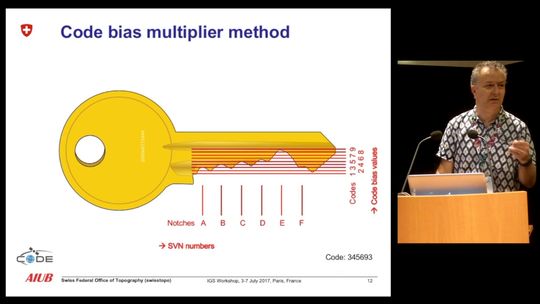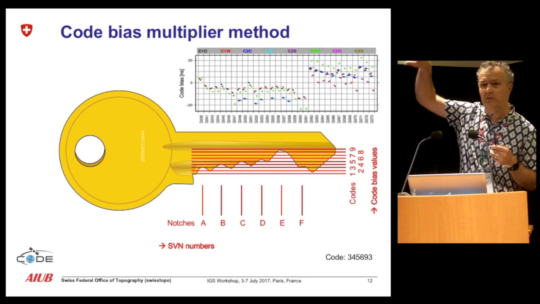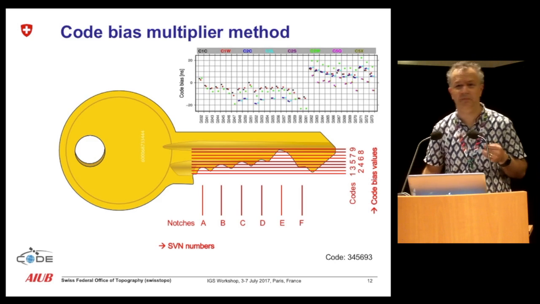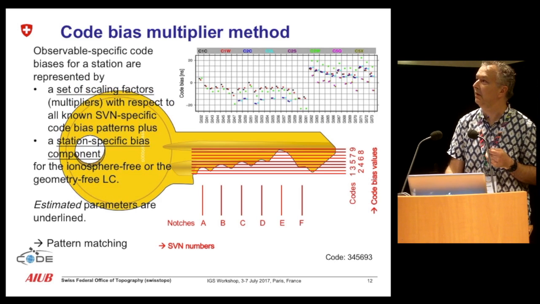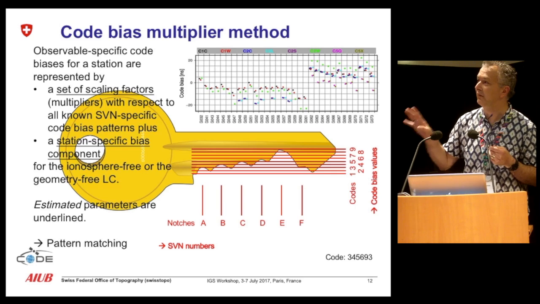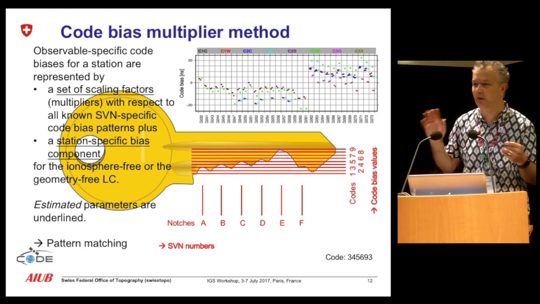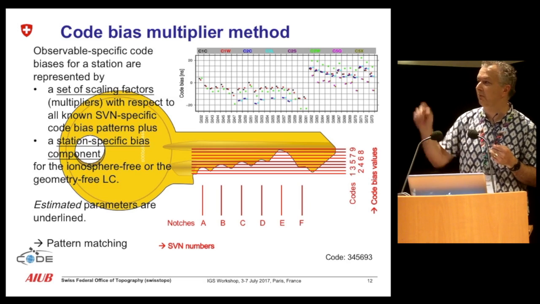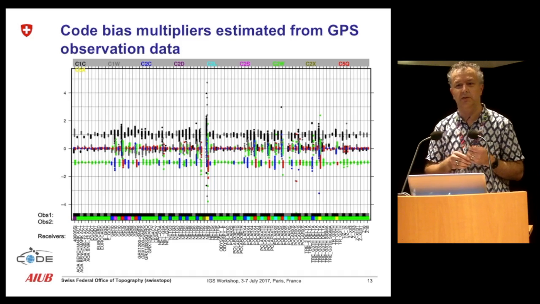We just replace the notches by the space vehicle numbers and the codes by the code bias values. And you remember that you have these typical patterns for each observable type. And this is exactly what we do. So we set up a set of scaling factors. We call them multipliers with respect to all known SVN-specific code biases, plus at least one station-specific component for a particular linear combination, and the estimated parameters are underlined here. So it's a kind of pattern matching, and this plot shows results.